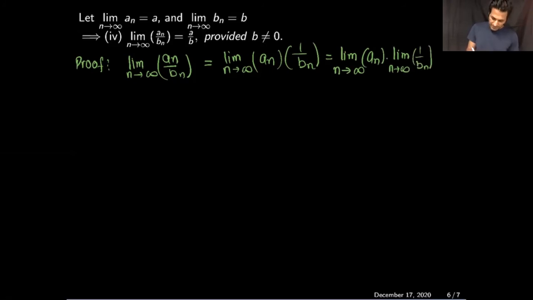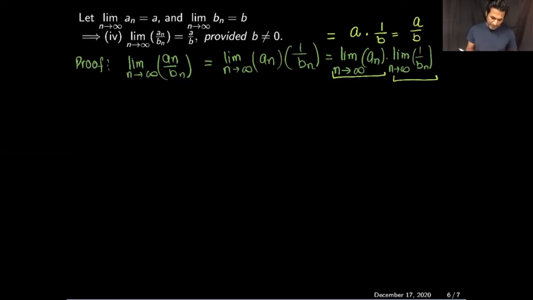So this limit, this is equal to a. And if I can show that this limit is approaching 1 over b, then I will have the result of my theorem that the limit of the sequence an over bn is equal to a divided by b.